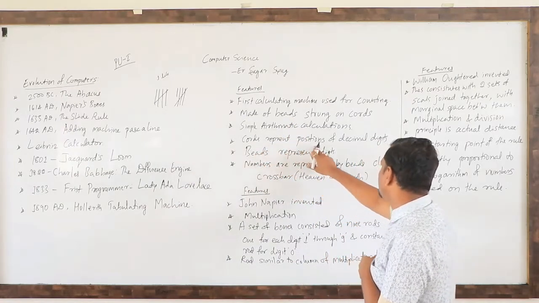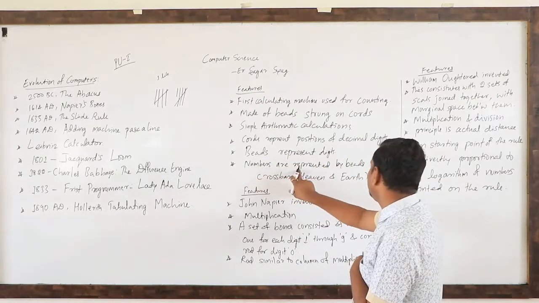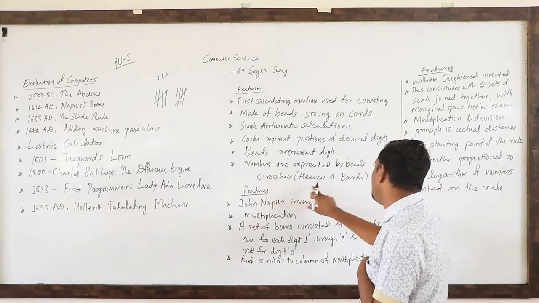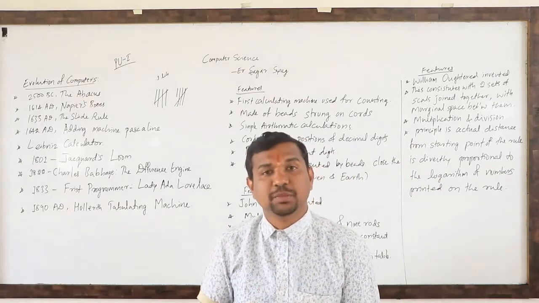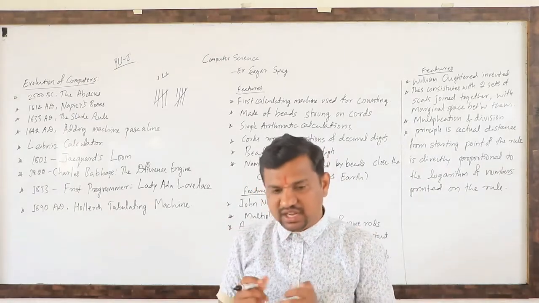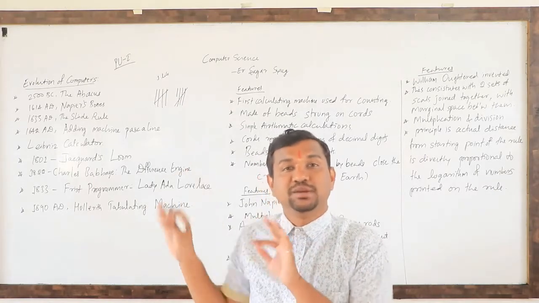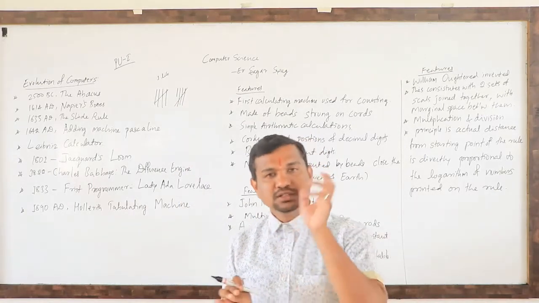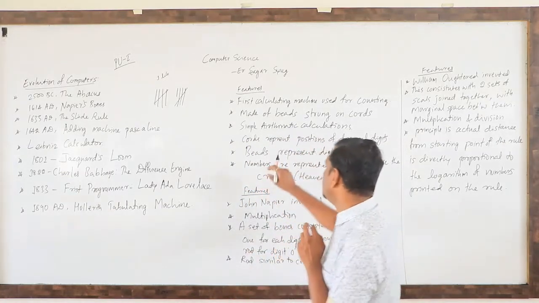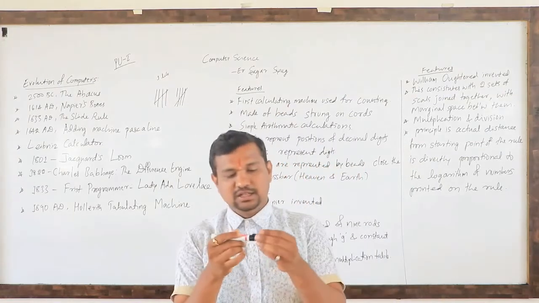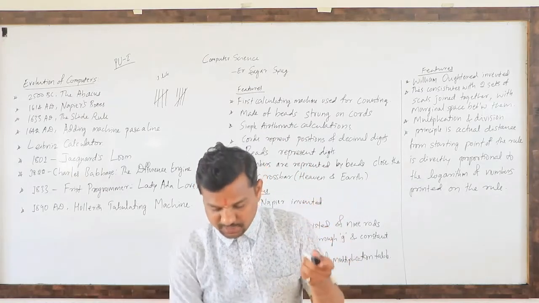Cords represent positions of the decimal digits. Beads represent digits. Numbers are represented by the beads close to the crossbar, heaven and earth. I have told you that in the gaming zone this abacus was implemented. The concept was taken and they made some modification on it. Not 100% of the abacus concept was implemented. Just keep that in mind for your reference. So see, this is a cord, one type of cord, and we will show the figure.